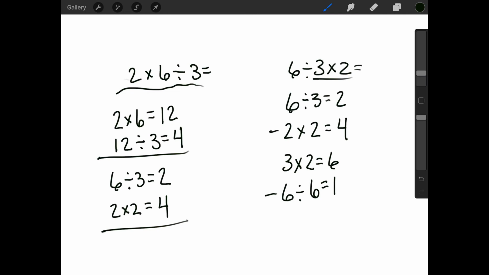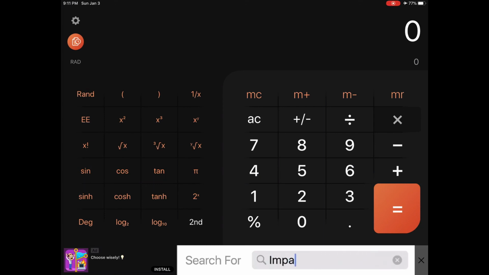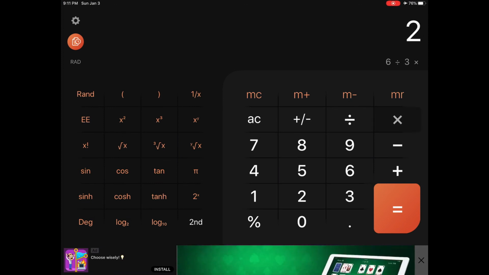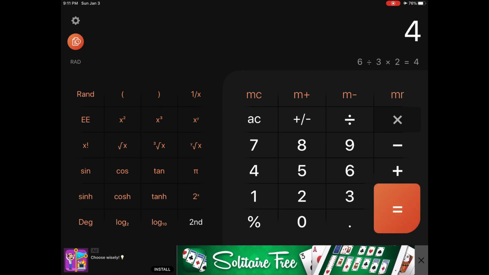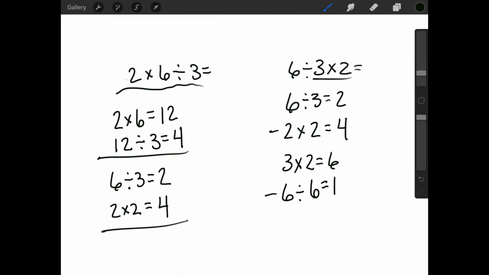And just so y'all don't think I'm pulling your leg, I'm going to jump over here to the calculator, and I am going to put in 6 divided by 3 times 2. There it is. Push equals, and bam, 4 is your answer. Now if we go back, we can see that 4 is the correct answer and 1 is the incorrect. So again, remember, the true order of operations is that division takes priority over multiplication.